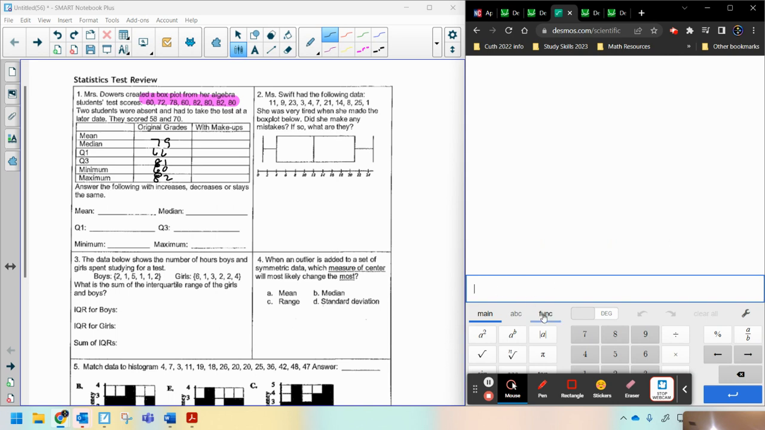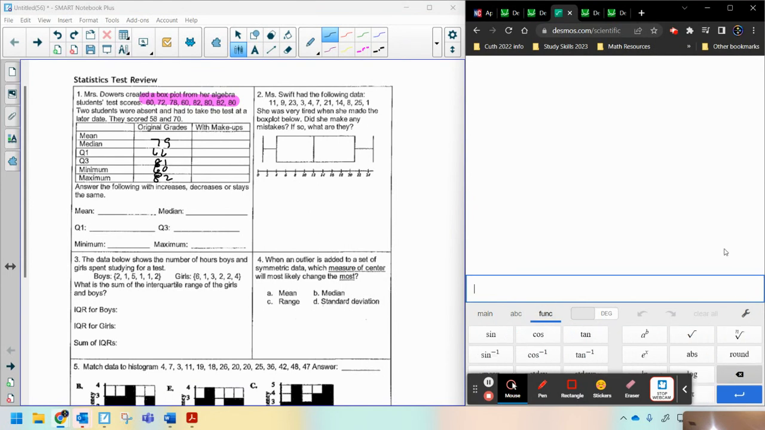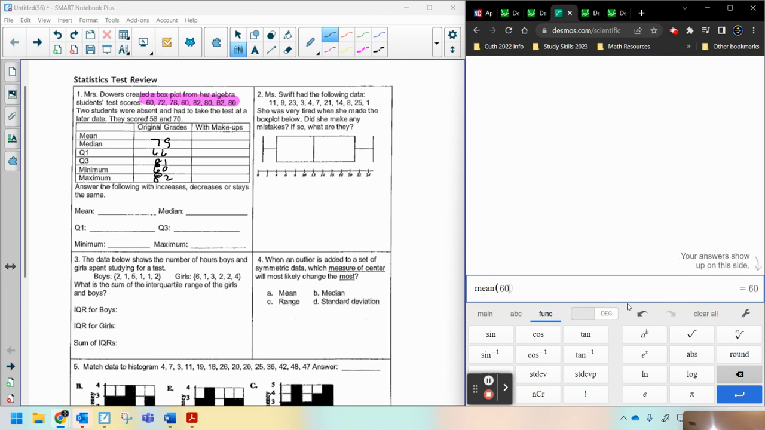And you go to where it says function at the bottom here. It's on main, but you go to function. And then in function, I'm going to try and get rid of this here. How do I get rid of this? Okay, in function, you hit mean. Mean is right behind this thing that's blocking it. And then you put in all your numbers. So 60, comma, you got 72, comma, okay, we put in all those numbers, and there it is.